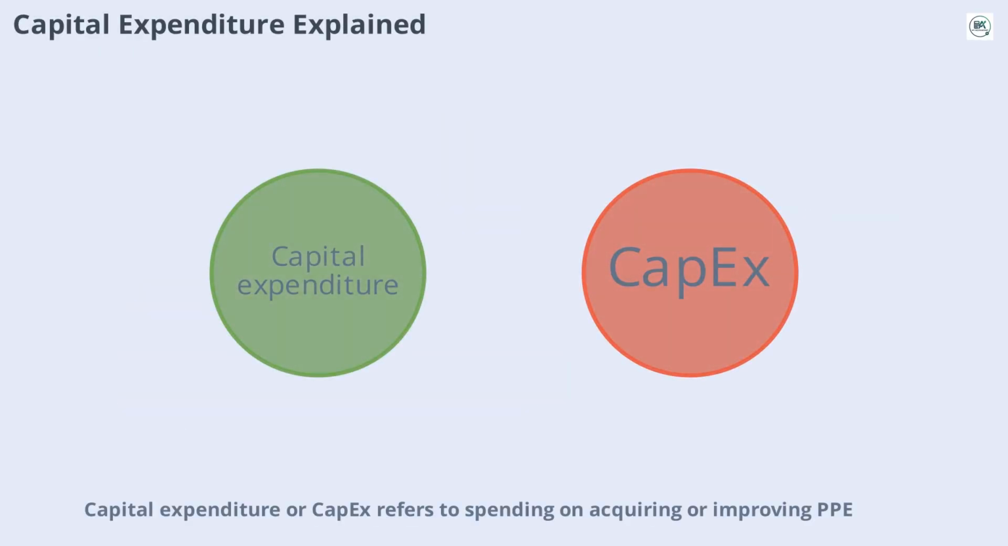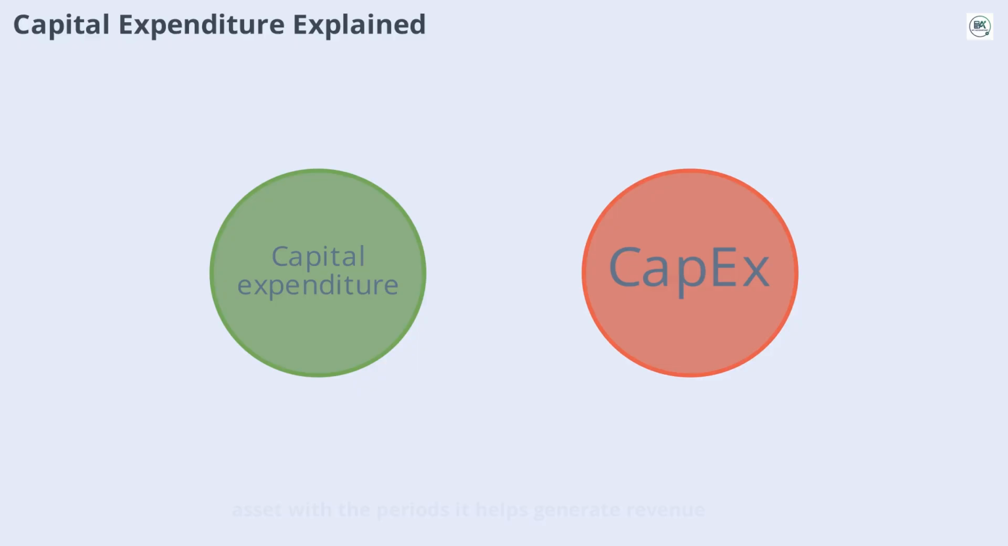Capital expenditure, or CapEx, refers to spending on acquiring or improving PPE. These are costs that provide benefits over multiple periods, such as purchasing new machinery or upgrading an office building. CapEx is capitalized, meaning it's recorded as an asset on the balance sheet and depreciated over time. This approach matches the cost of the asset with the periods it helps generate revenue, providing a more accurate picture of profitability.